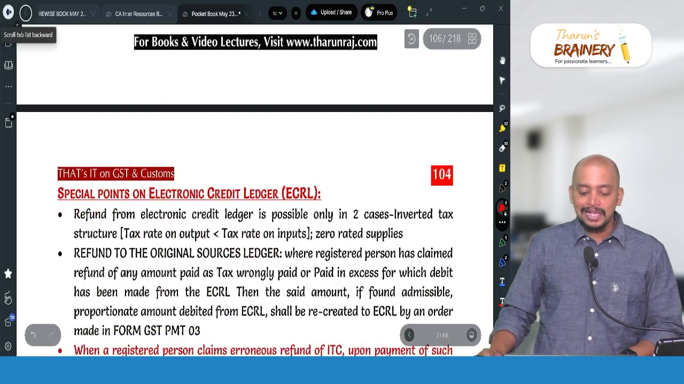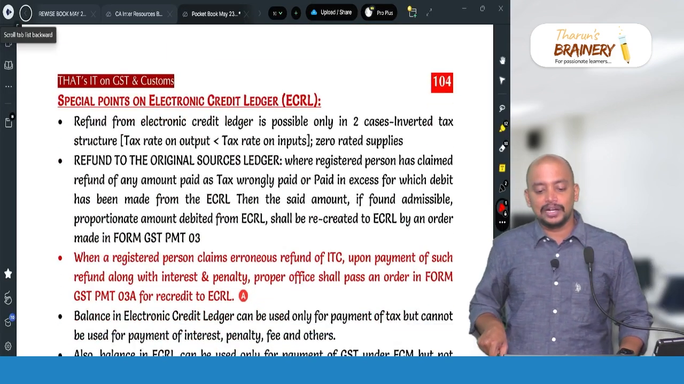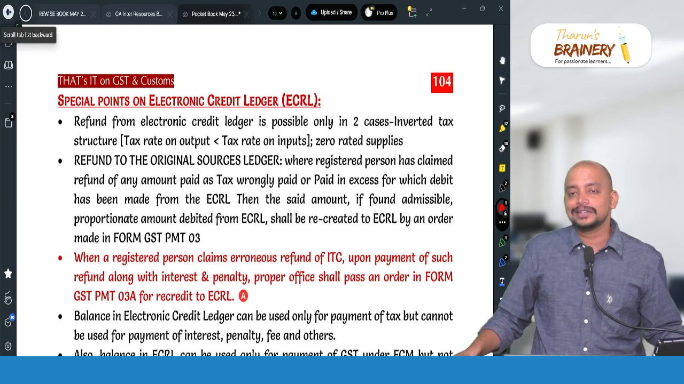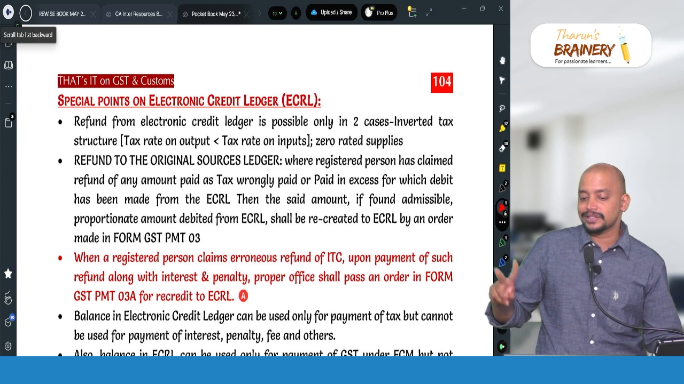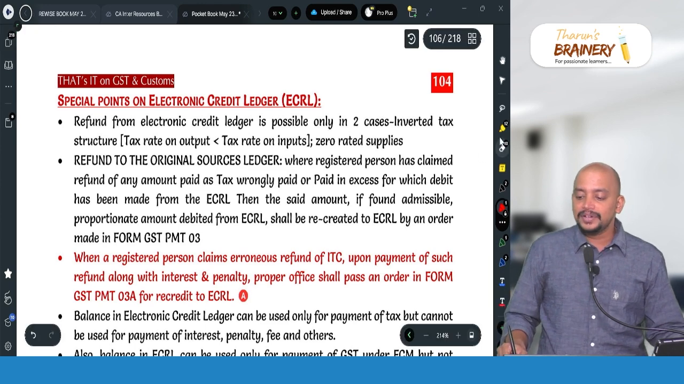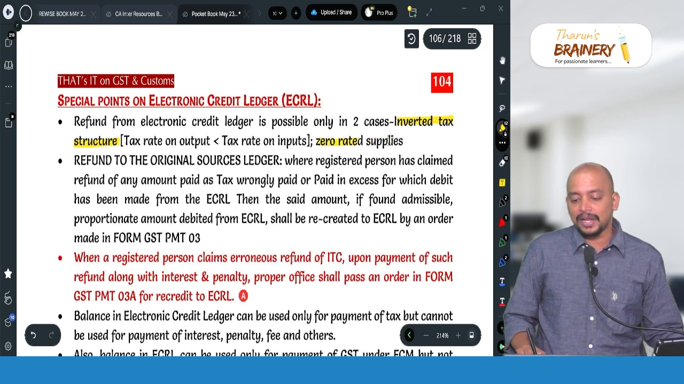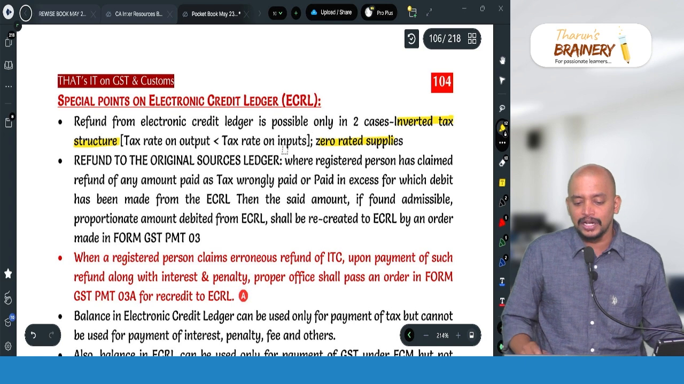PMT 9A. Then, special points on electronic credit ledger. Whatever balance is in the credit ledger, we can get a refund only in two cases. What are those two cases? Inverted tax structure and zero rated supplies. Inverted tax structure means the tax rate on output is less than the tax rate on inputs.